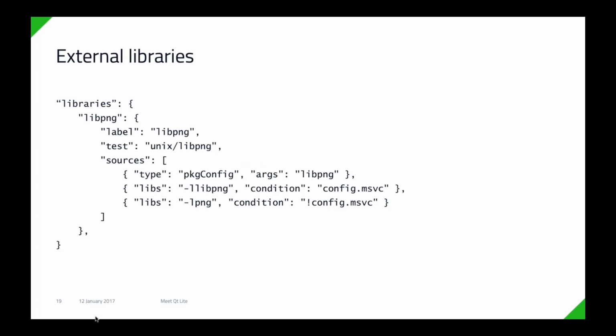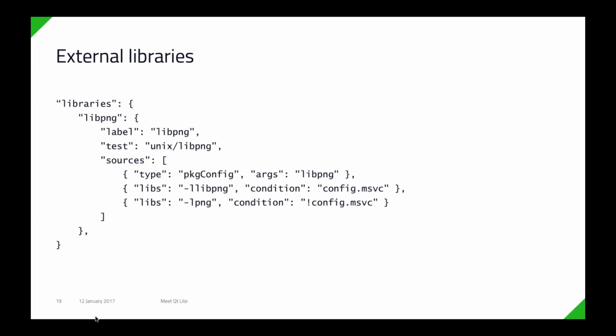The second thing we have is handling external libraries. One example here is how we handle the PNG library. This is basically from the configuration code in Qt base, inside Qt, where we say, okay, we need to include PNG as an external library. And then we have a test there that basically checks whether we can find libpng, and different sources that influence what we pass to the test.